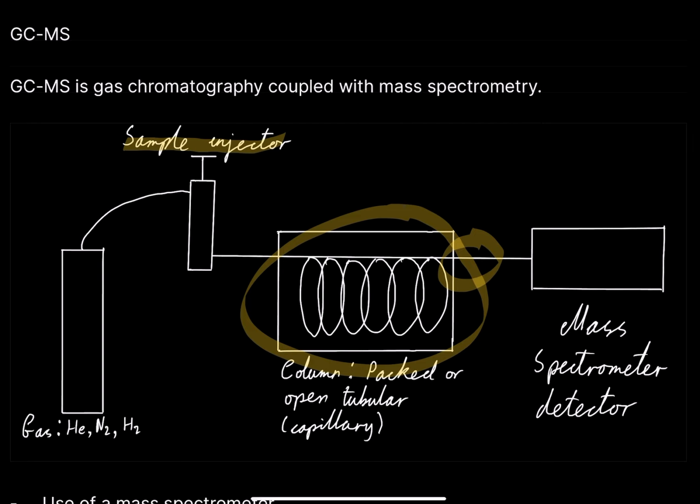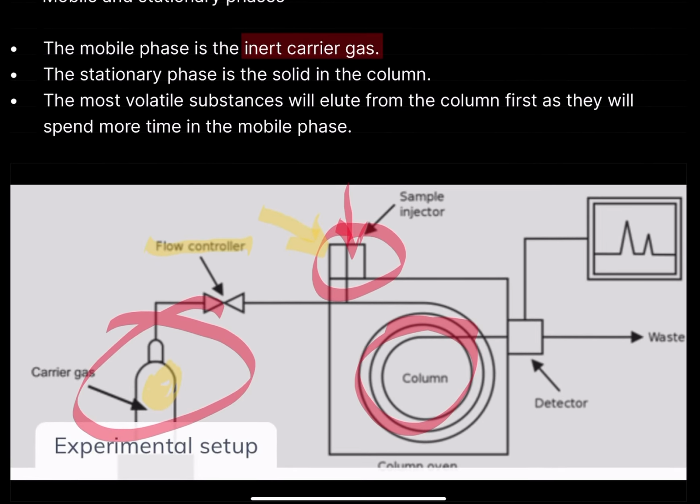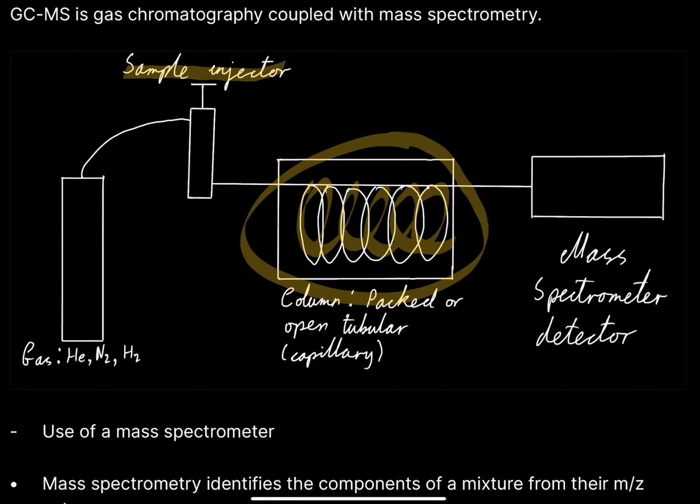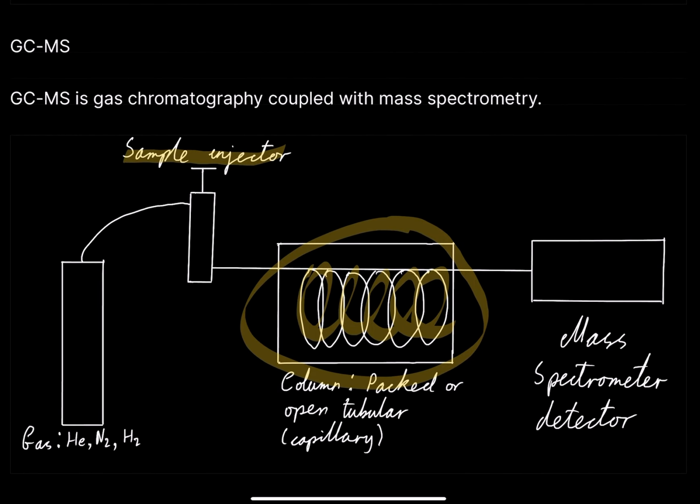So now once it's passed through the column, you can see these little parts here. Different gases will reach the detector at different times. This is the detector. You can either use the detector that I've drawn here, it could be a computer, or you could use a different type of detector. The different type of detector that they could use is also a mass spectrometer detector.